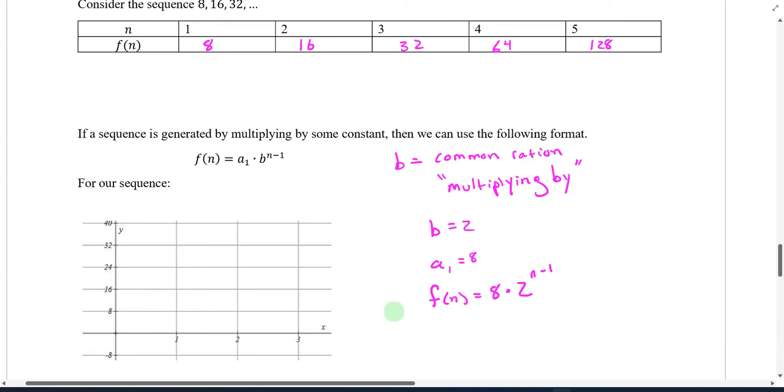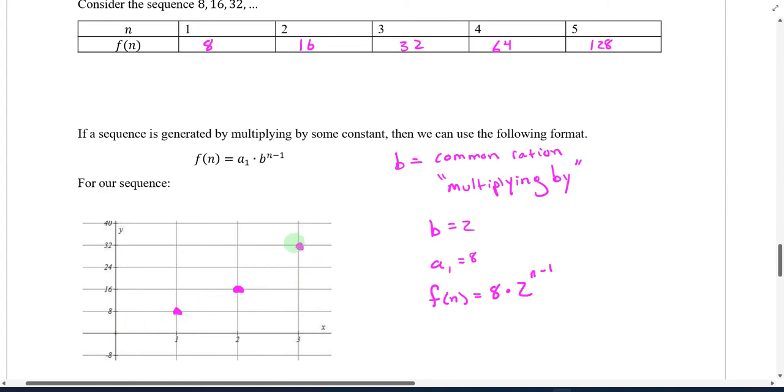And now we just need to create the graph, right? If we have the table, the equation, and the graph, we are complete with our representations. Okay, so we're going to go 1, 8. Right, so we're going to go over 1, up 8, plot a point. Then we're going to go 2, 16, plot a point. Then we go 3, 32.